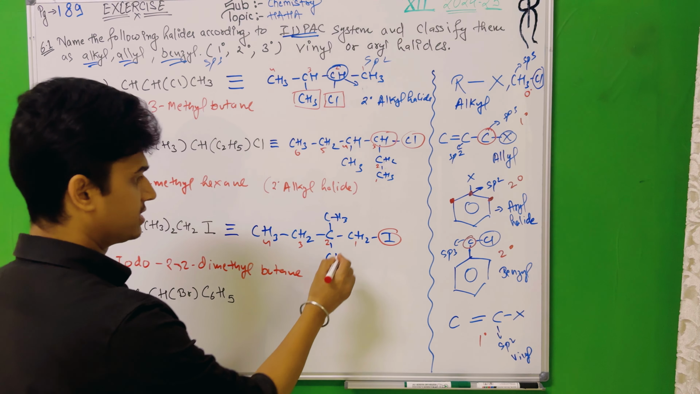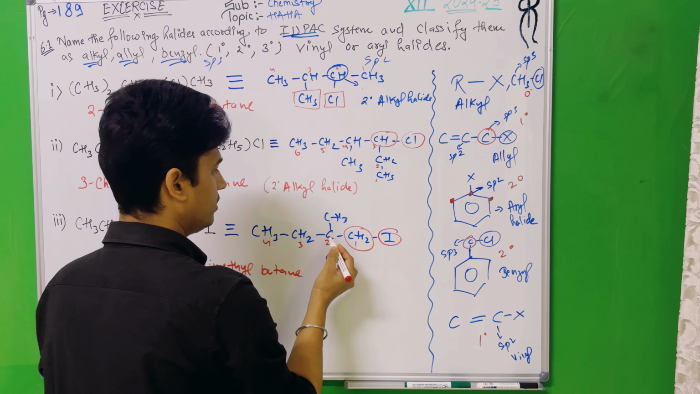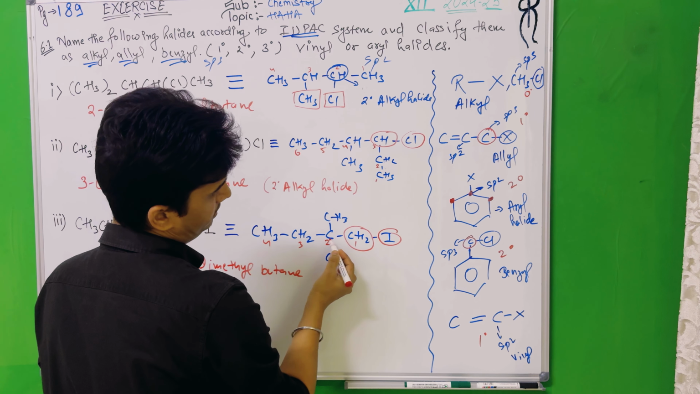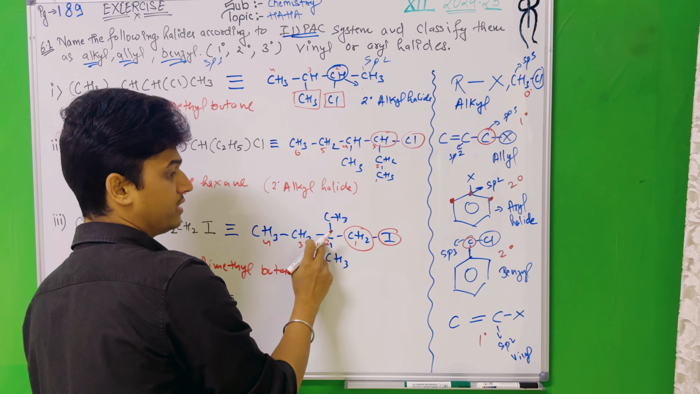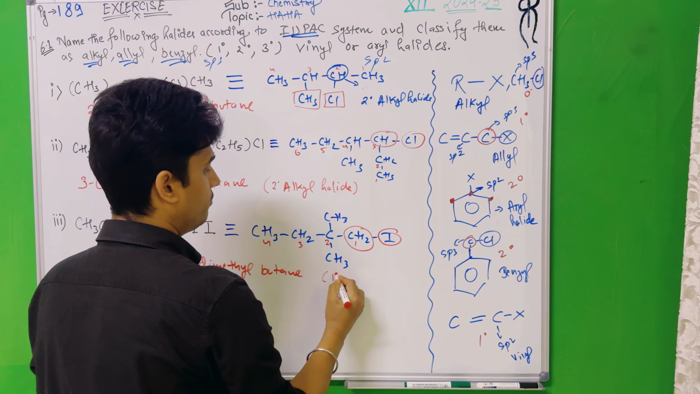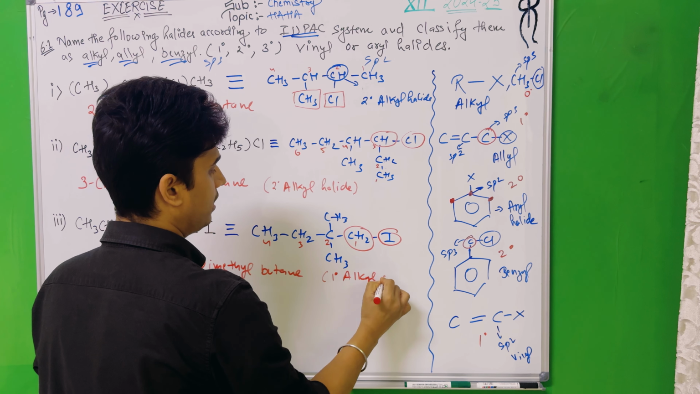Find out the degree of this carbon. This carbon is attached to how many carbons? And this carbon is attached to the carbon which is attached to how many carbons? Only 1. You don't have to look for this. So it is again 1 degree alkyl halide.